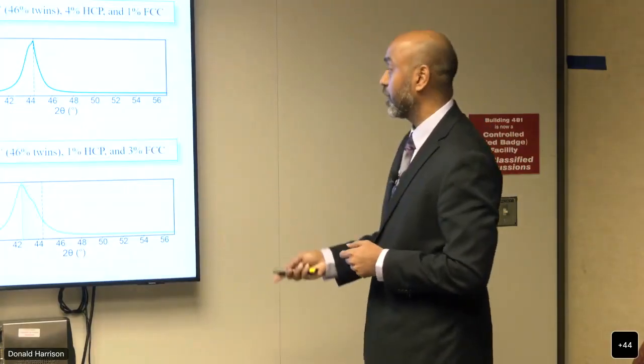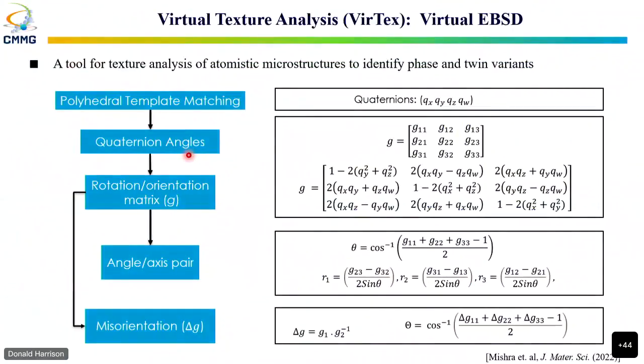twins over there? So we came up with a new technique which is called virtual texture analysis, and the idea is: think like an experimentalist, and build tools like an experimentalist would be using. So we take our microstructures, we use something called polyhedral template matching, which gives you quaternions for each atom in the microstructure, and you can use that to generate a rotation matrix like you would have in an EBSD map.